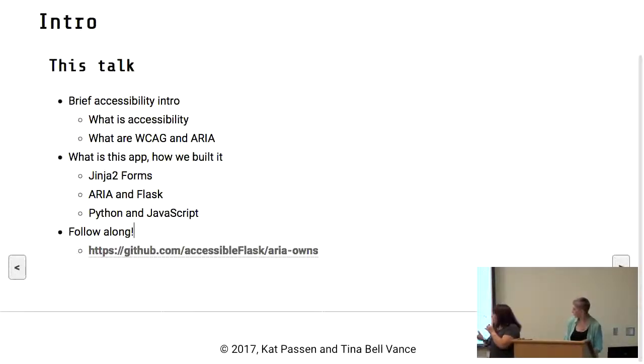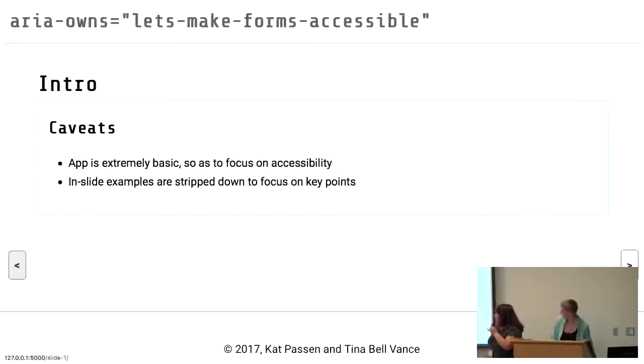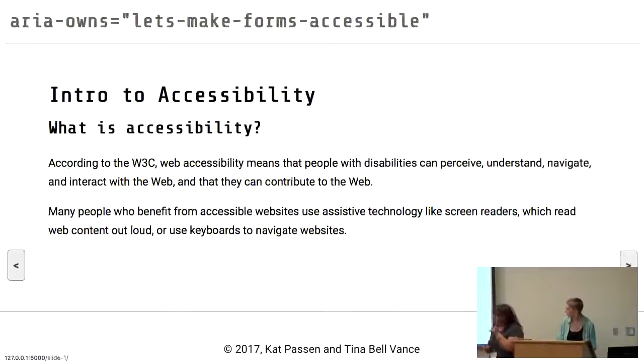Okay? So we have, since all of you can kind of read here, a bit of an agenda for the talk, and then also the GitHub repository for these slides. So the intro. This app is really basic. It focuses on accessibility, and a lot of the examples are stripped down to focus on that. So it's pretty simple, but we think you're going to learn something. So what is accessibility? Well, according to the W3C, it means that people with disabilities and impairments can perceive, understand, navigate, and interact with the web, and that they can also contribute.